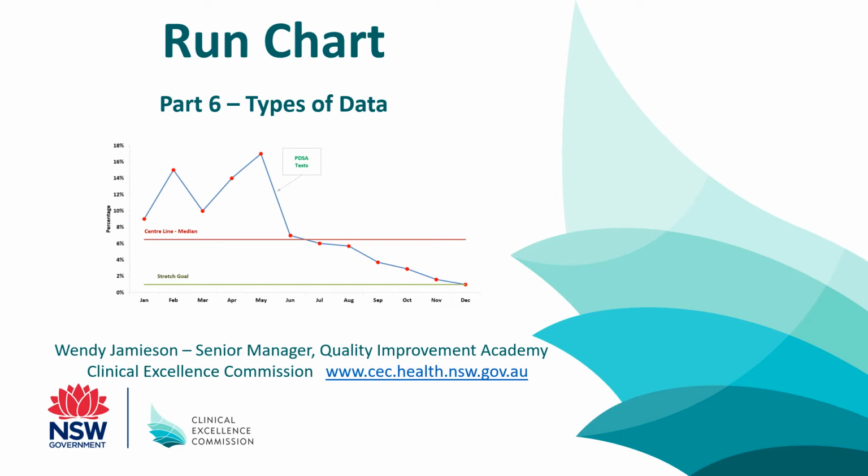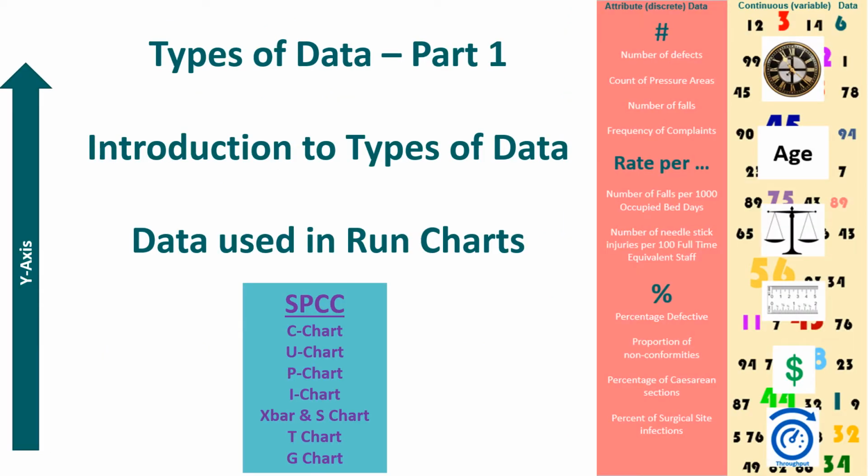Part 6 in the Run Chart video series is regarding types of data. In this next section, I'm going to introduce you to more information about types of data. In particular, this is the type of data that's used in run charts. Interestingly, this is all relevant if you want to learn more in the future about statistical process control charts. This is all relevant information as we use attribute data and continuous data in both run charts and statistical process control charts.